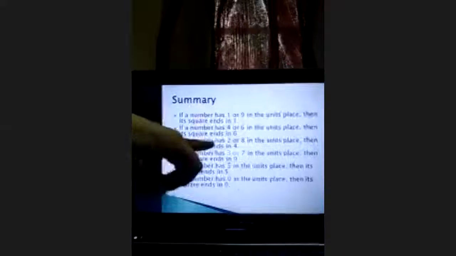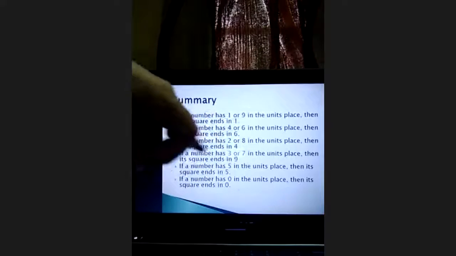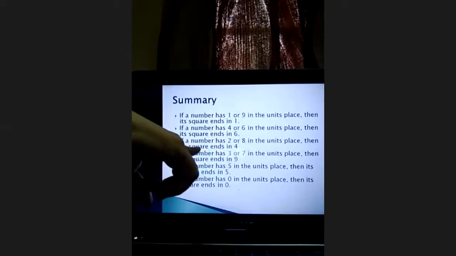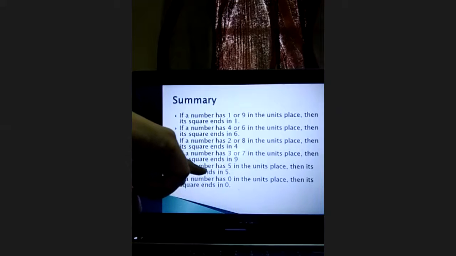Yes, ma'am. Janvi, kindly read the third instruction. If a number has 2 or 8 in the units place, then the square ends in 4. Very good. Kindly read the next instruction also. If a number has 3 or 7 in the units place, then its square ends in 9.